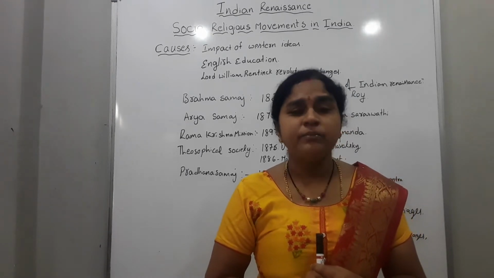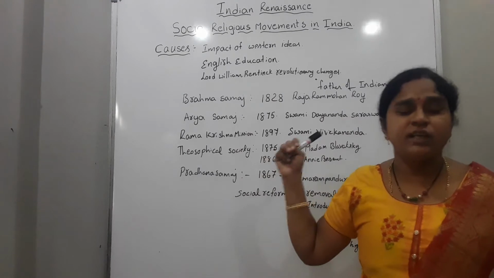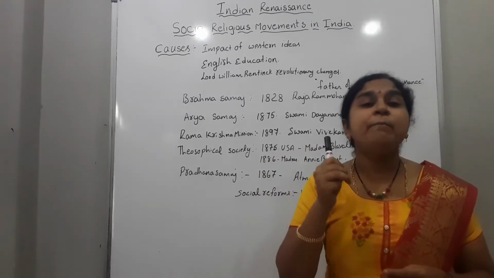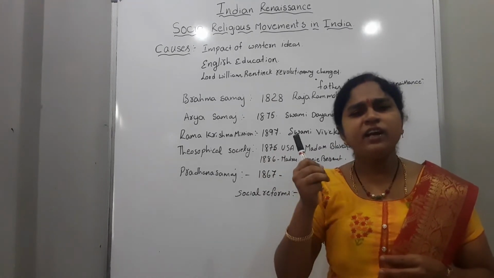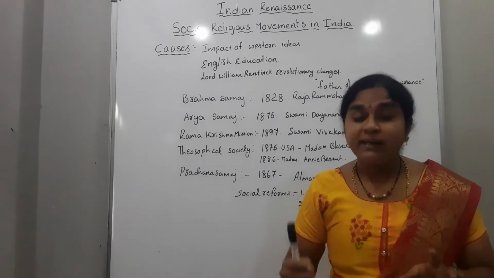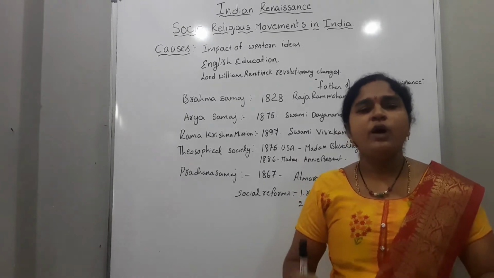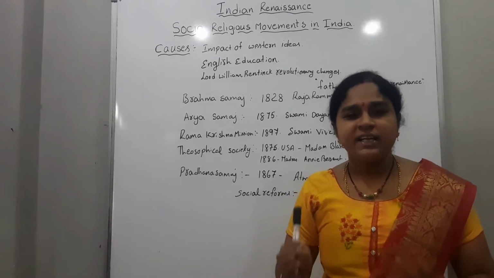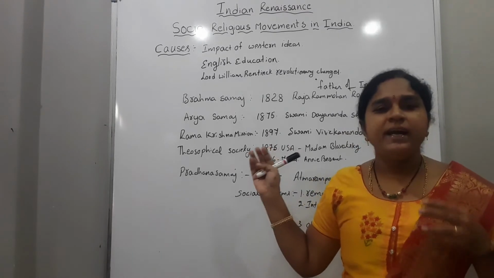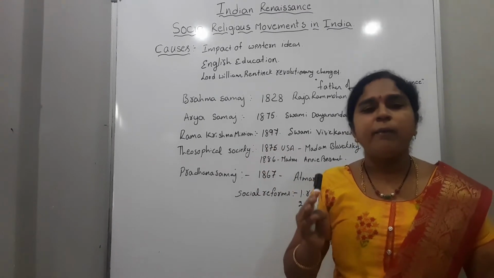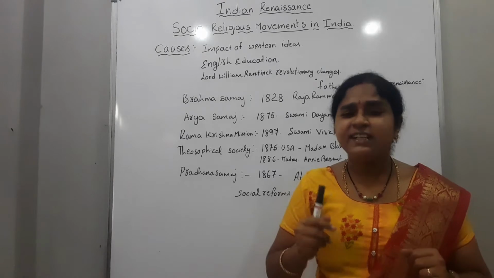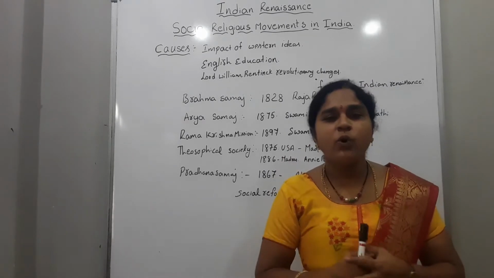At that time Raja Ram Mohan Roy also supported William Bentinck, the Governor General and British ruler, because this was a social evil. That's why Raja Ram Mohan Roy also supported the abolition of sati. That is the greatness of Raja Ram Mohan Roy.